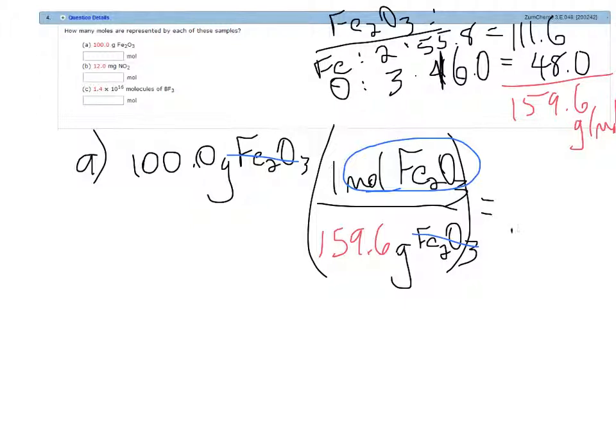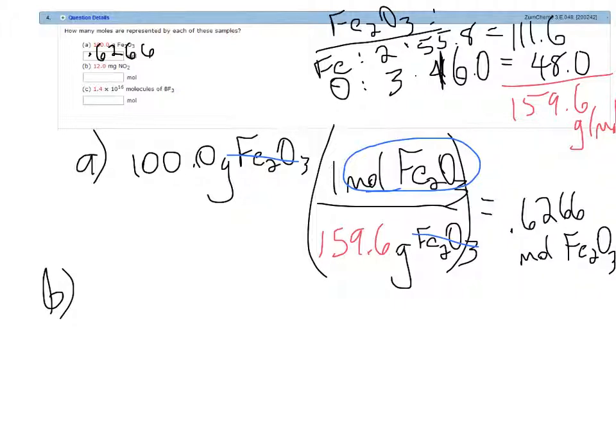So this one works out to be 0.6266, and we're good to 4 sig figs here, so 0.6266 moles of iron 3 oxide. The next one, problem B, asks us about nitrogen dioxide, and they give us the number of milligrams. So 12.0 milligrams. The first thing I would do is convert from milligrams to grams.